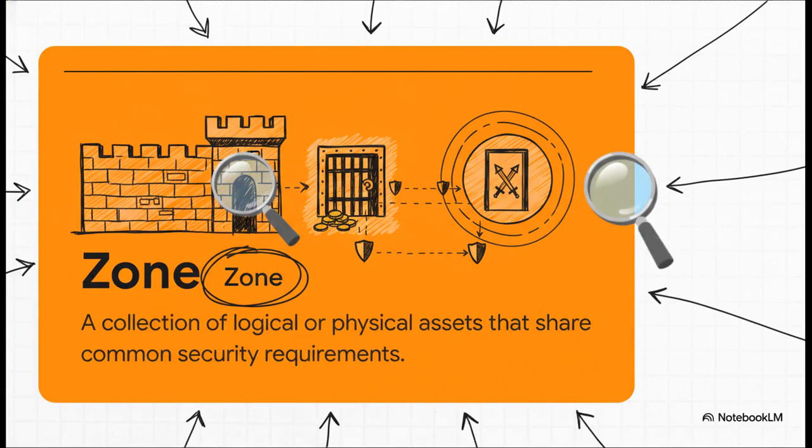Okay, once we know our risks, we can finally start to design. And our first major tool is the concept of a zone. Just think of it like building a medieval castle. You wouldn't just have one giant wall around everything. No way! You'd have secure rooms inside, right? The treasury would be way more protected than the stables. That's exactly what a zone is, a grouping of assets that need the same level of protection.